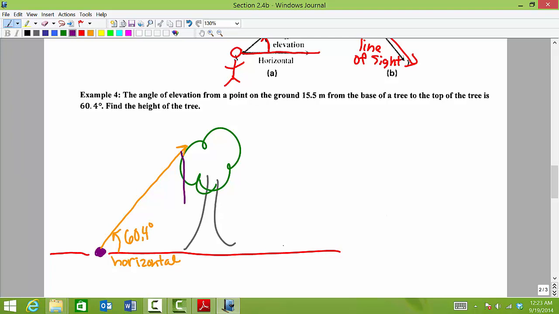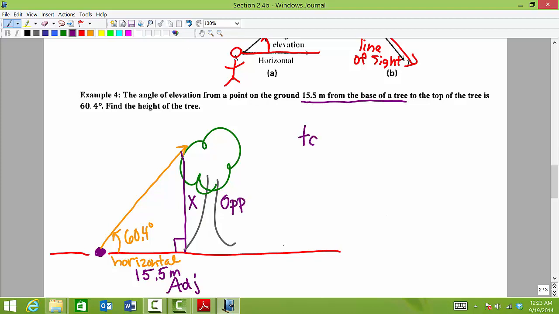So what we want to know is what is the height of our tree, and since we don't know that, we'll call that x, and we have this right triangle that we have formed. And it says that the point on the ground is 15.5 meters from the base of the tree, so we also have that information. So we have a right triangle. We know one angle, we know one side, and we want to solve for x. So we know the adjacent side to the angle, and we want to find the opposite side.